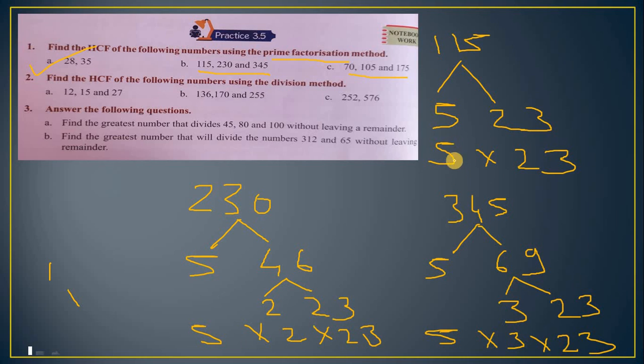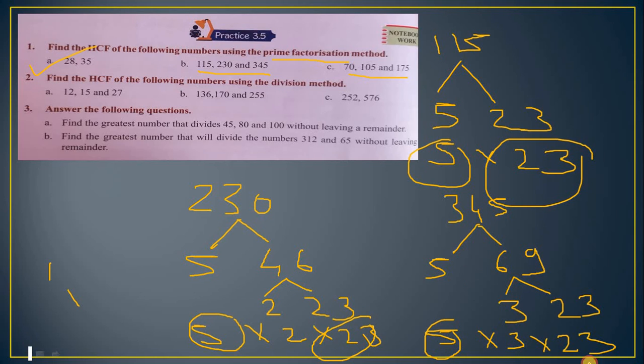So the common numbers you have to pick up: 5. Here 5. Here 5. 23, 23, 23. So HCF is nothing but 5 into 23. You do multiplication there and that will be the answer of the question. So here the answer is 115 if you do the calculation. So in this way you have to solve C also.